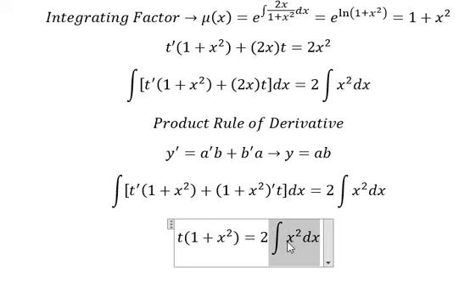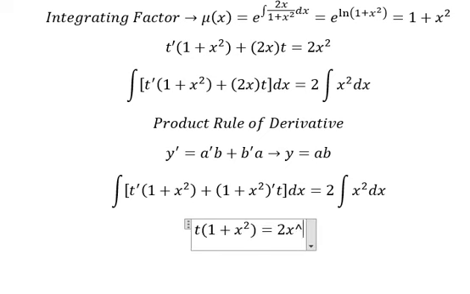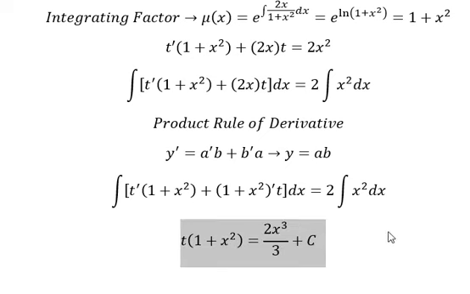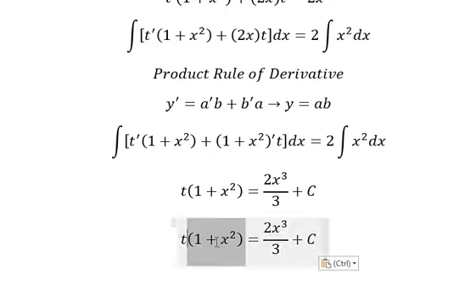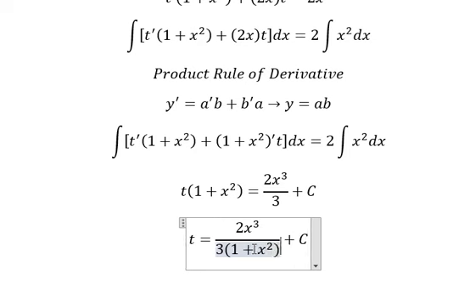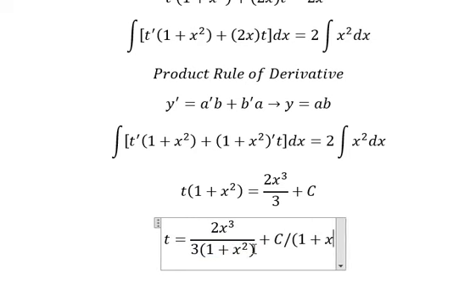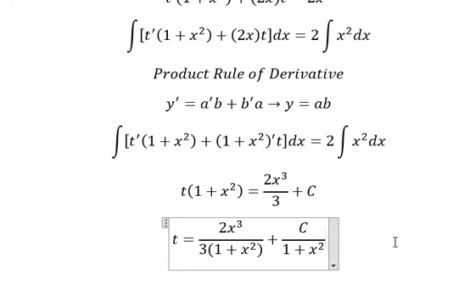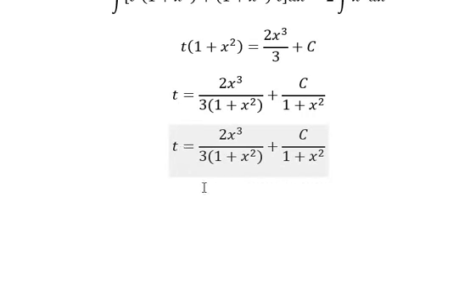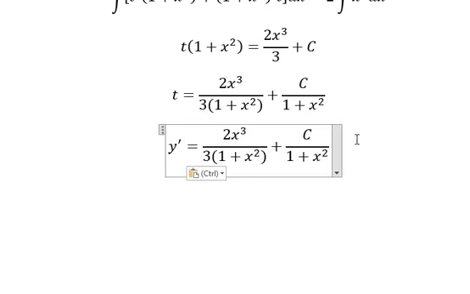The integration of s squared, we have s to the power of 3 over 3, and I will put c. Now we divide both sides by this one. And we know that t is this one. So we need to do another integration. So we have it like this.